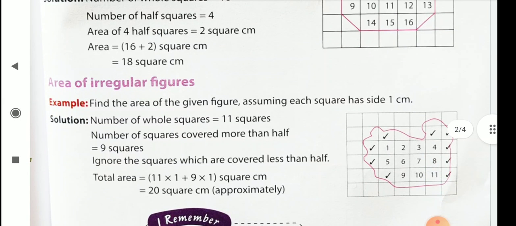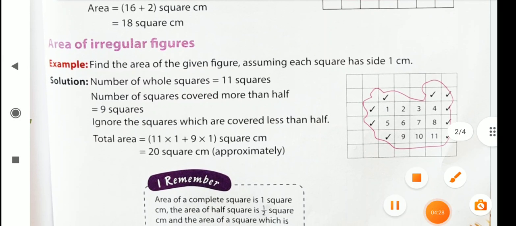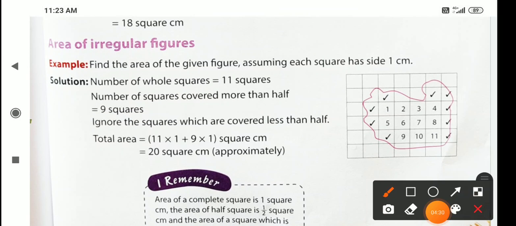Then area of irregular figures. For example, find the area of the given figure assuming each square has side 1 centimeter. Okay. The number of whole squares, here also, children, you see, how many whole squares are there? There are 11 whole squares. And the number of squares covered more than half, which are ticked out. These are marked. So how many? These are 9 squares.